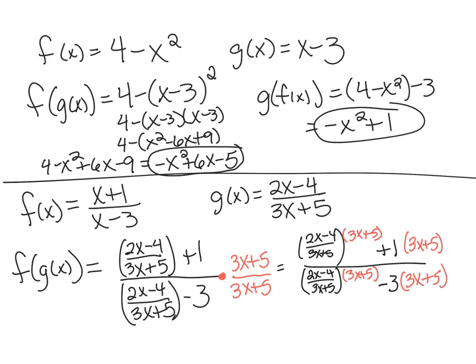Now, what's going to happen? Exactly what we wanted. The bottom is gone. Now, we've eliminated any fractions inside of our fractions, and we're left with the top plus 1 times the bottom, over the top minus 3 times the bottom.